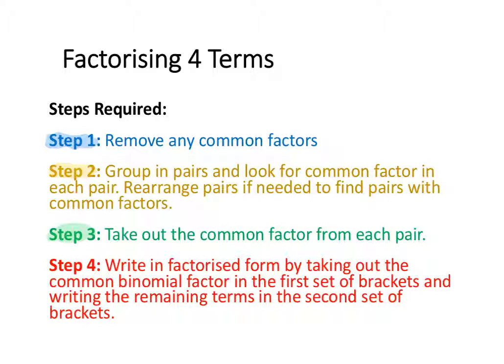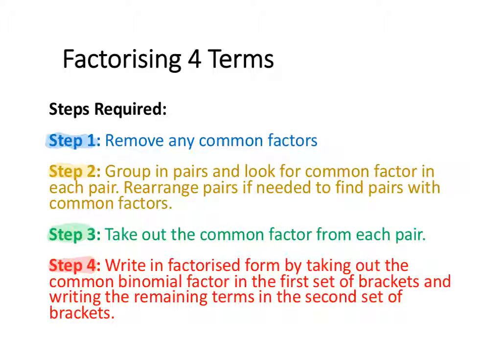Step 3 is to take out the common factor in each pair. So essentially you are factorising each of the 2 pairs you've created. Once you have factorised each pair, you should then have a common factor between each set of factorised pairs. And then step 4 is to write in factorised form by taking out that common set of factors and putting it in your first set of brackets, and then rewriting the remaining terms in your second set of brackets.